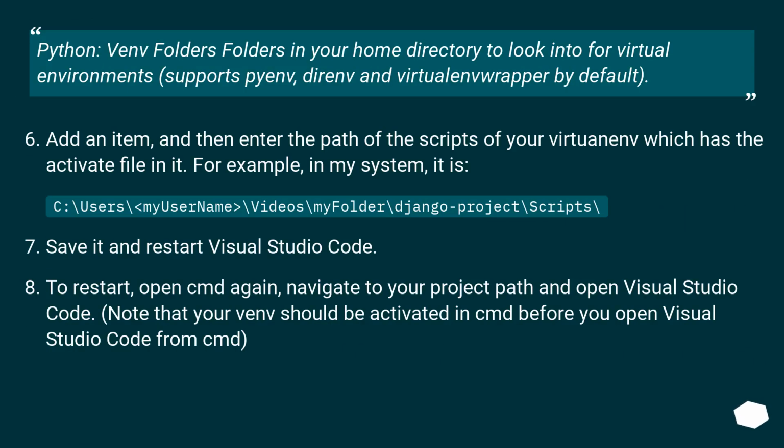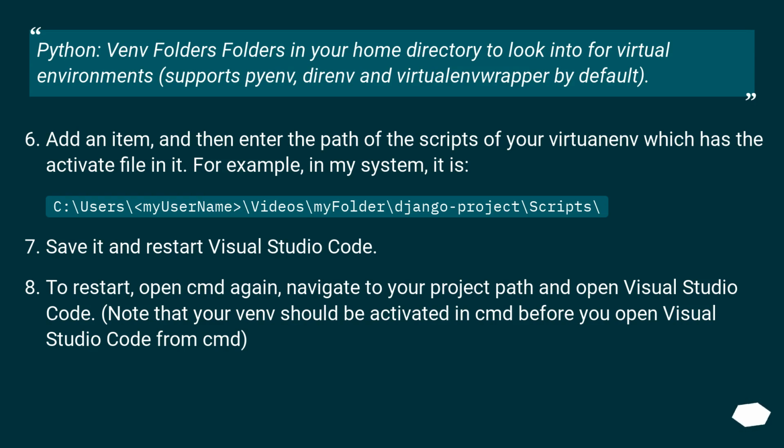Python: Venv Path. Folders in your home directory to look into for virtual environments. Supports pyenv, direnv and virtualenvwrapper by default. Add an item, and then enter the path of the Scripts folder of your virtualenv which has the activate file in it. For example, in my system, it is C:\users\my username\videos\my folder\Django project\Scripts. Save it and restart Visual Studio Code.